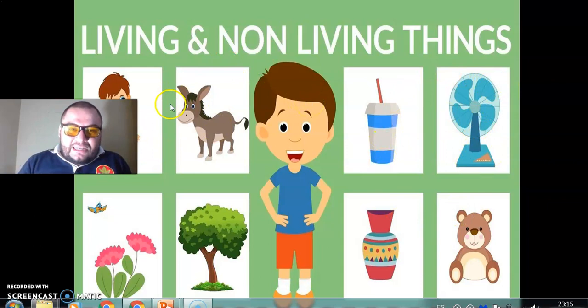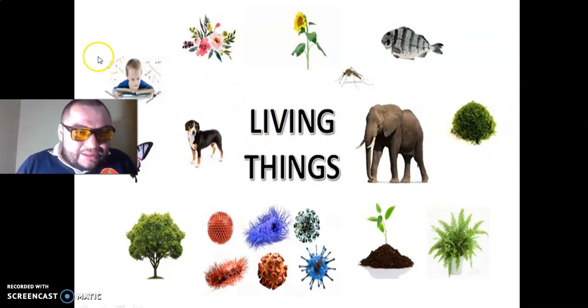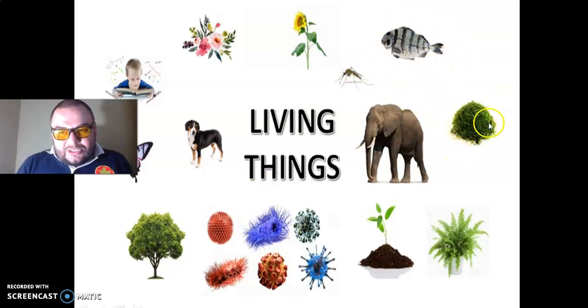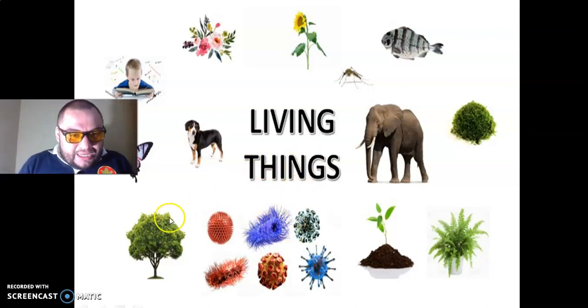Non-living things and living things. More examples of living things and not living things. Living things. The flower is living. The dog is living. The boy is living. The mosquito is living. The fish is living. The tree is living. The elephant is living. Bacteria, living things, trees, right? And plants, living. And the butterfly, mister, is a living thing.